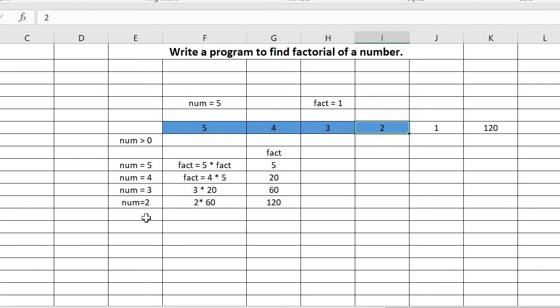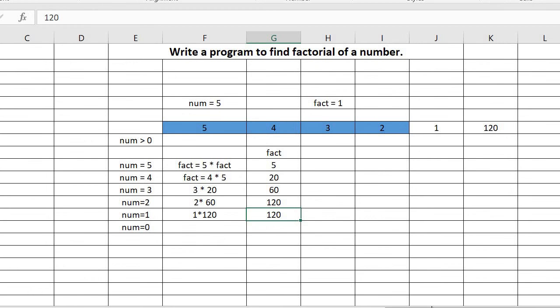Now remains 1. So num is equal to 1 and I will multiply 1 into 120, that is equal to 120, right? Now num is equal to 0, but as I mentioned above, it should iterate only up to when num is greater than 0. So the condition will become false here and it will no more iterate further. And I have got my correct answer, that is 120. Hope you have got how to calculate the factorial of a number.